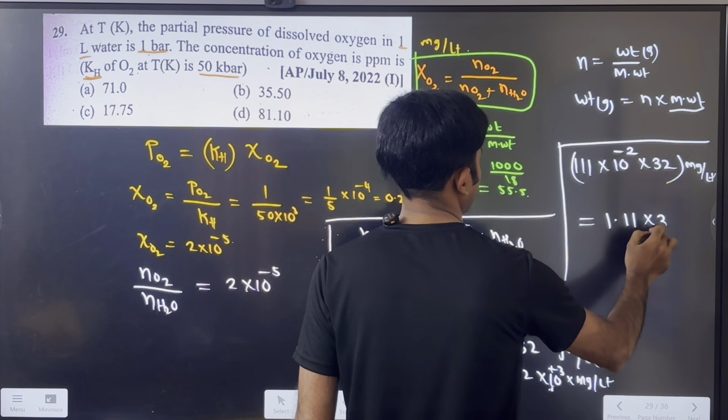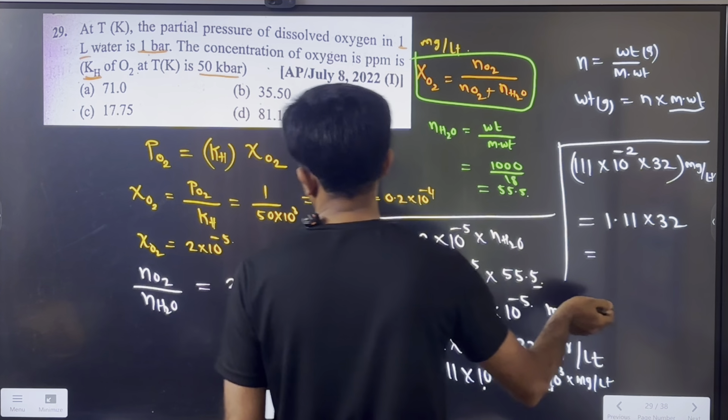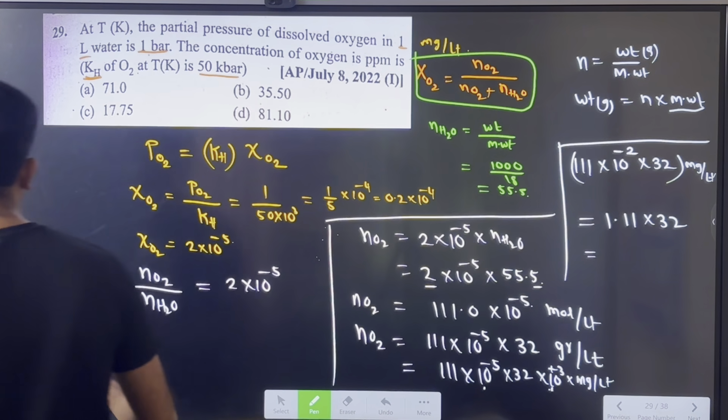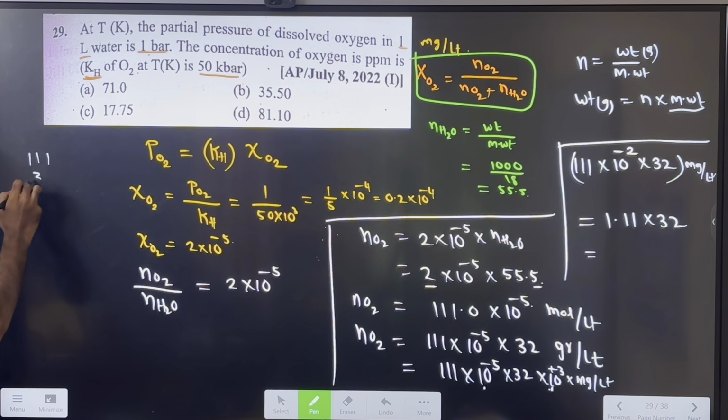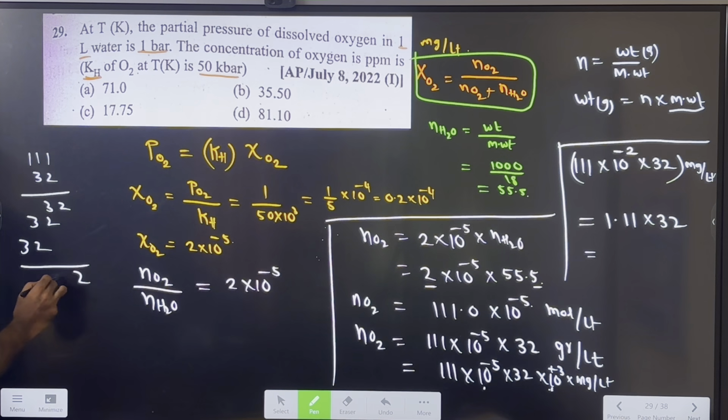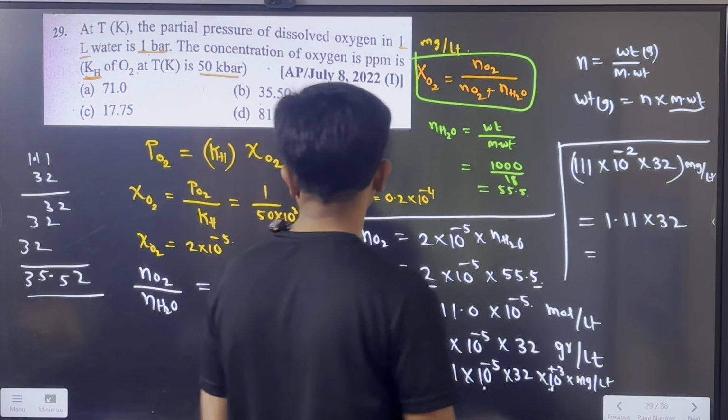1.11 into 32. Just calculate this value, 1.11 into 32. How much is it? 32, 32, 32, 2553. So the answer is, after two digits you put the point. The answer is 35.52. Nearly we are getting the value here.